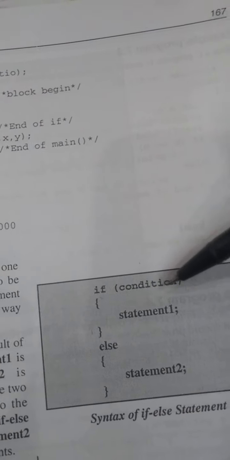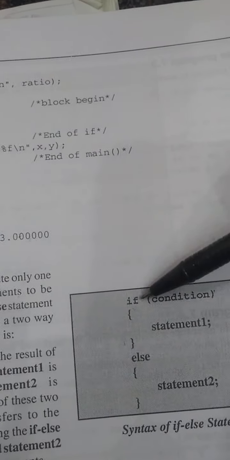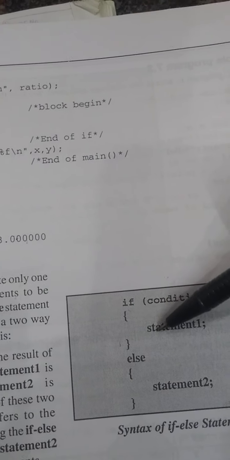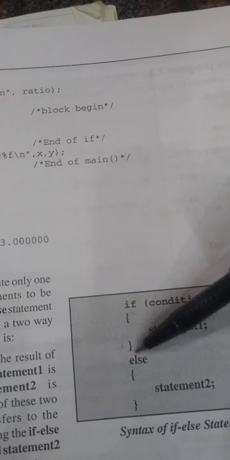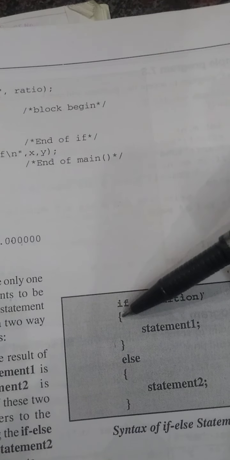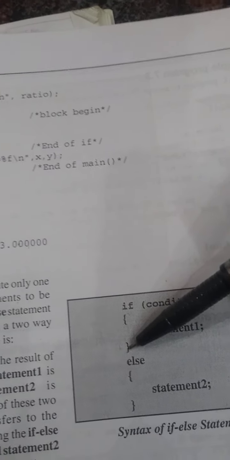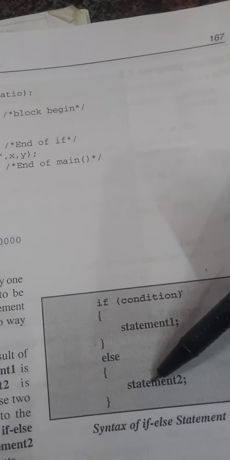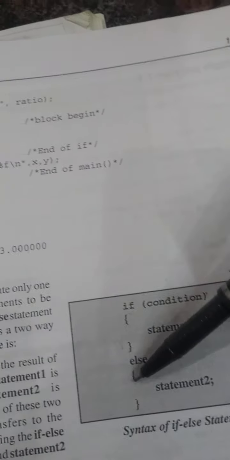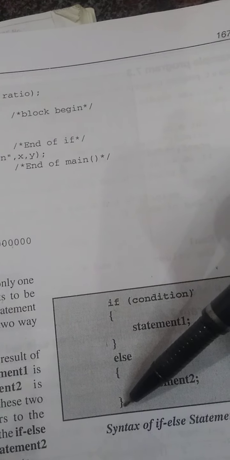So this is the syntax for this. If this is the condition and it is true, then it executes statement 1, and completes the statement with the left and right curly braces. Else, meaning otherwise, it executes statement 2 here with a left curly brace and right curly brace.